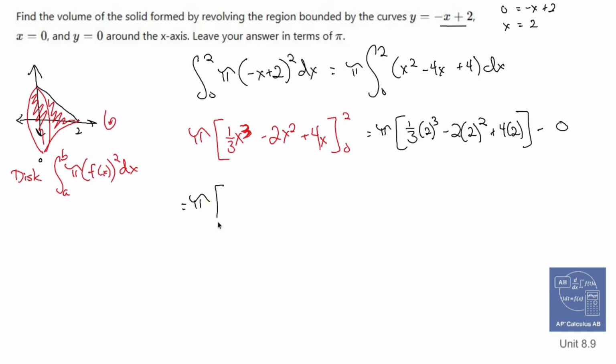Pi times, 2 to the third is 8, so that becomes 8/3, minus regular 8, plus regular 8. Oh, happy day, you cross out. So much crossing out. And at the end, we get 8 pi over 3. That's the disk method.